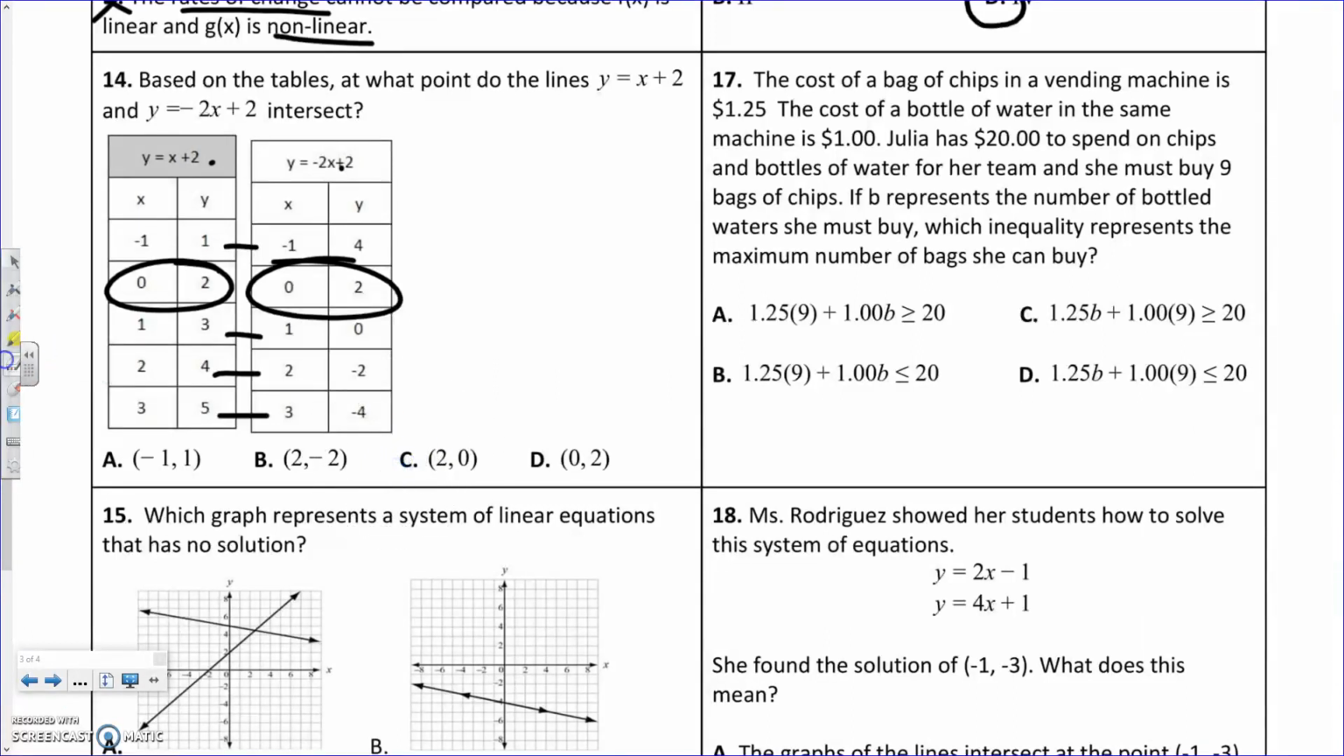There we go. Switch back to our new pen. Now I need to pick the right one. So 0, 2, not 2, 0. There we go. So D would be the correct answer for that one. So easy question on 14. Don't make that mistake I did. Alright? Make sure you pick the correct ones.